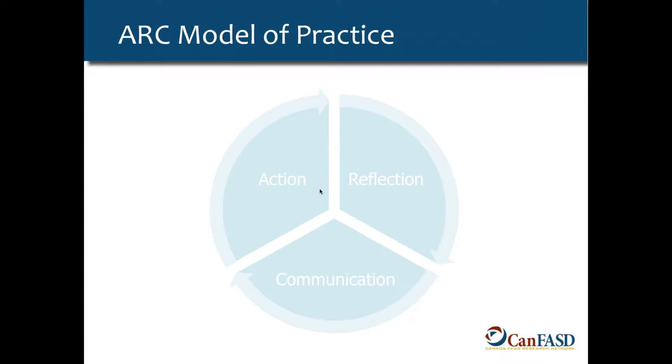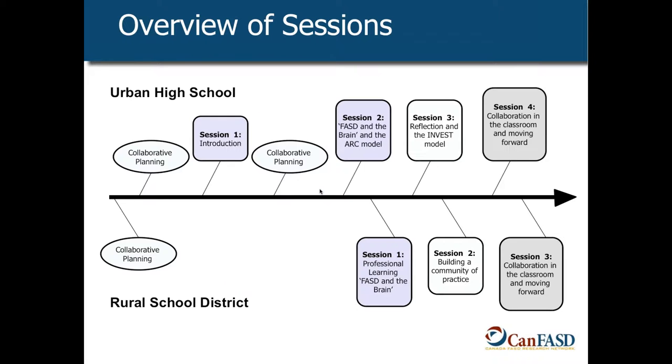And then I need to be reflecting on that practice in order to identify in what way I've achieved goals, what goals was I trying to achieve, how is this working, how isn't it working, and then return back to communication and action to adapt and modify the approaches I'm using.